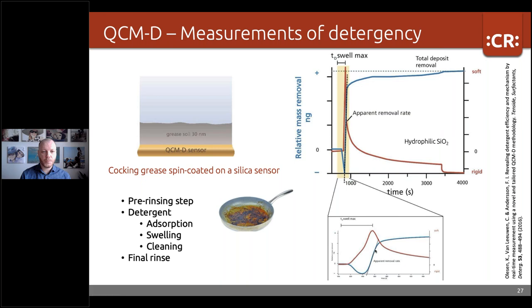the surfactants actually start to lift off and remove the grease. So that's the slope of this removal part here. And also the total deposit removal, which is sort of where you end up at the end of your rinsing cycle. And they also have a final rinsing step here where they rinse with pure water afterwards. So you actually see even more mechanical properties using QCM-D for this detergency effect.